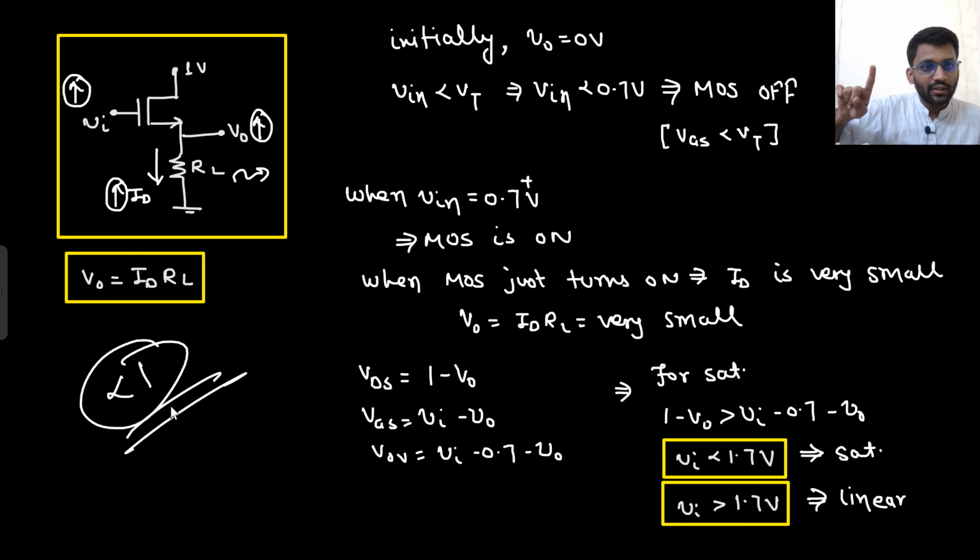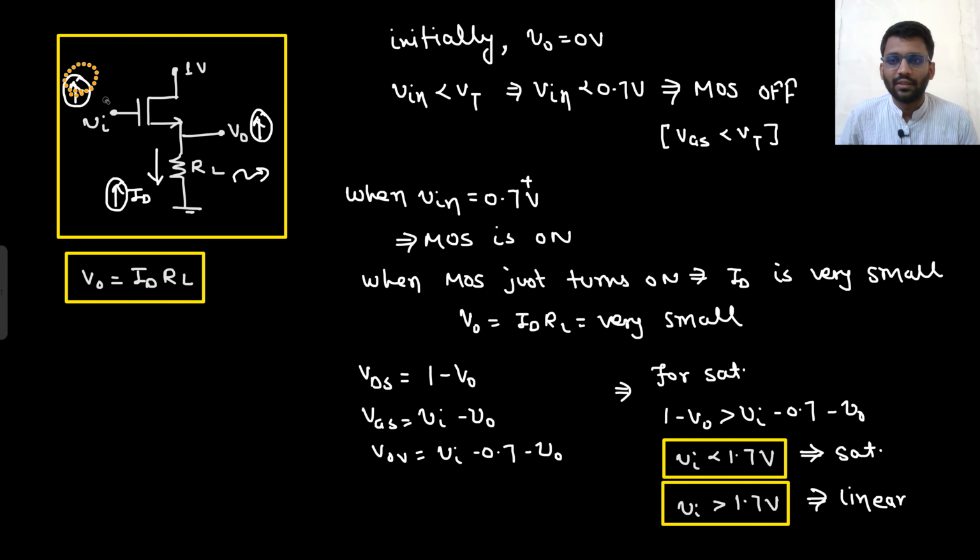So V naught will follow input V in. If V in is increasing, V naught will also increase, but it will not increase as much as V in. Are you getting this point or not? It will not increase as much as V in. This is what I wanted to write.